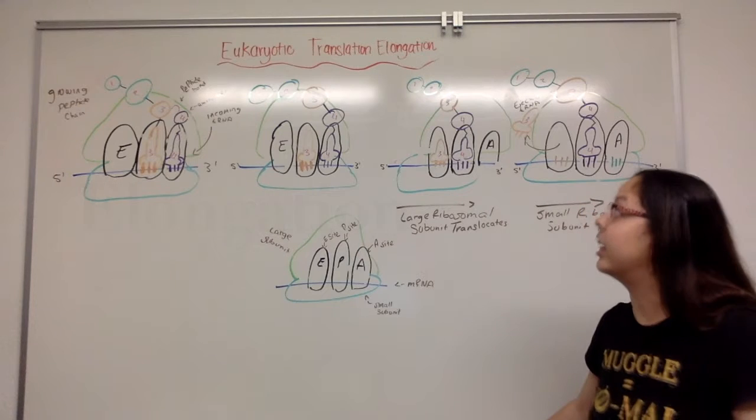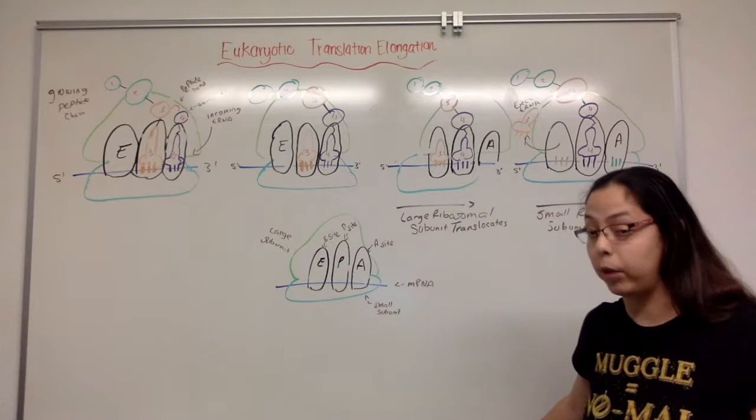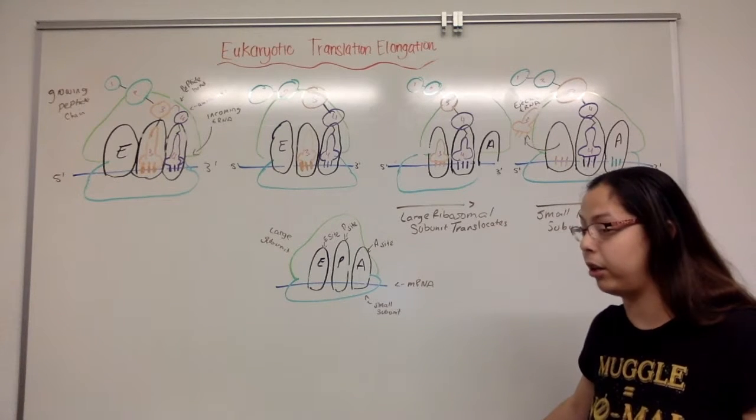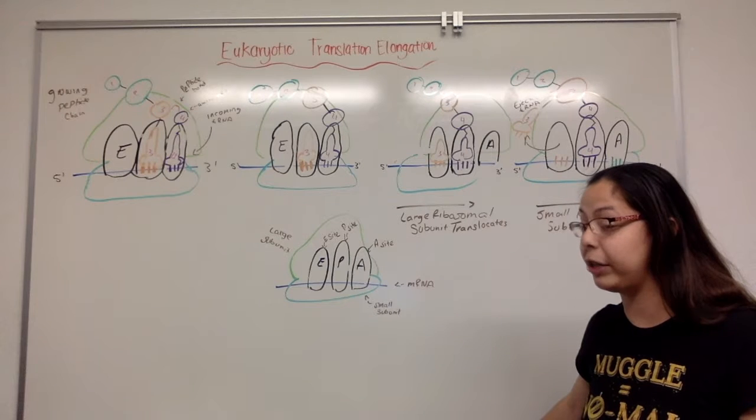Eukaryotic translation elongation is a 4-step cycle that continues until the protein it is creating is completed.